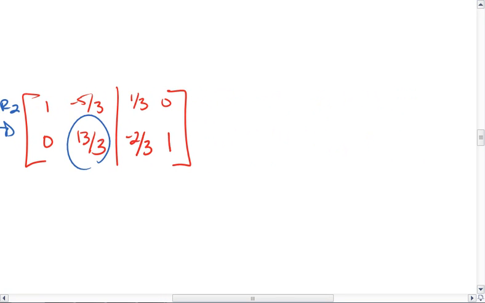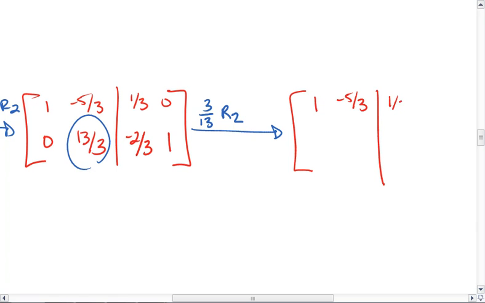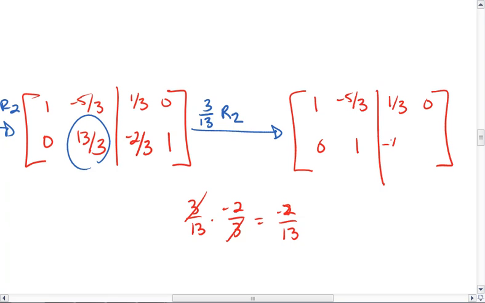Now I want to make this 13/3 into a 1. I do that by multiplying row 2 by 3/13. So I get 1, negative 5/3, 1/3, 0, 0, 1, 3/13 times negative 2/3 is negative 2/13. And 1 times 3/13 is obviously 3/13.